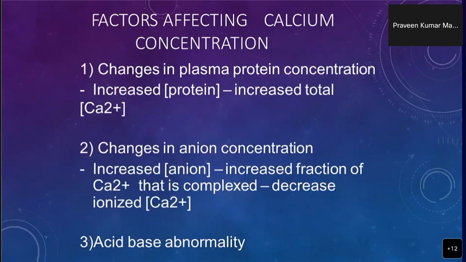Coming to the factors affecting the calcium concentration: changes in the plasma protein concentration, with increased protein leading to increased total calcium levels, and changes in the anion concentration, with increased anions leading to an increased complexed fraction of calcium and decreased ionized calcium levels. Acid base abnormalities also affect calcium metabolism.